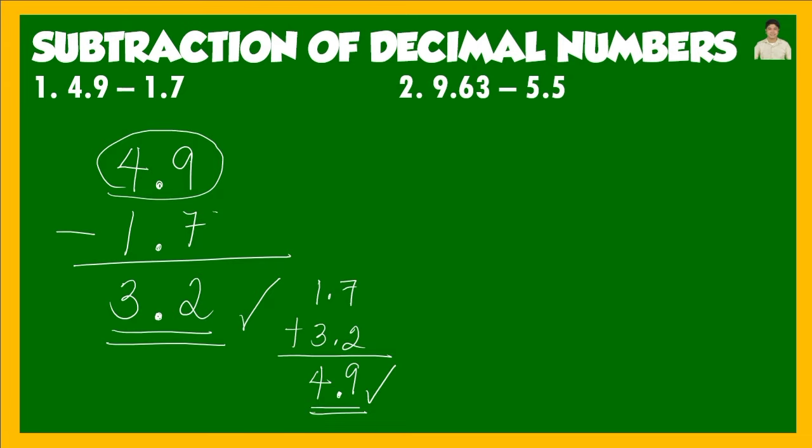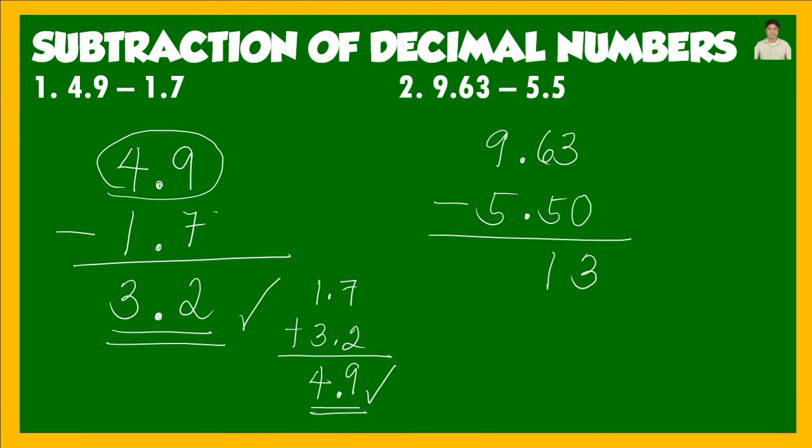Next, 9 and 63 hundredths minus 5 and 5 tenths. So, ayan. Naka-align na po yung mga decimals. So, mag-add tayo dyan ng placeholder na 0. 3 minus 0, that is 3. 6 minus 5, we have 1. 9 minus 5, we have 4. And then, the decimal point. So, our answer is 4 and 13 hundredths.